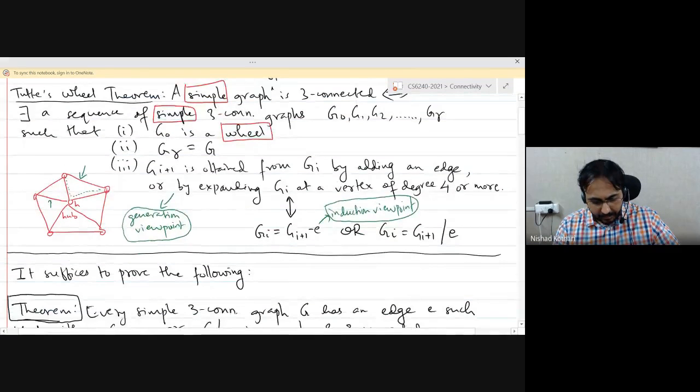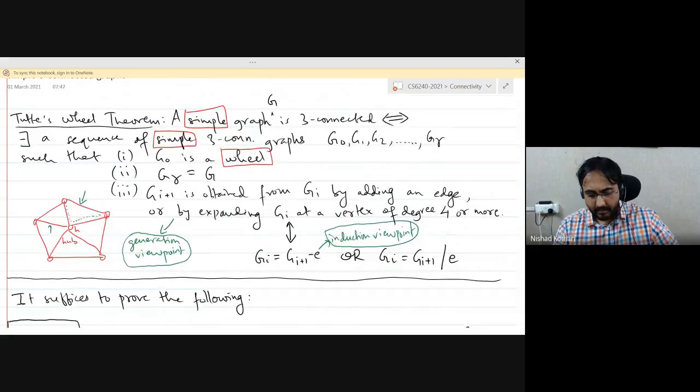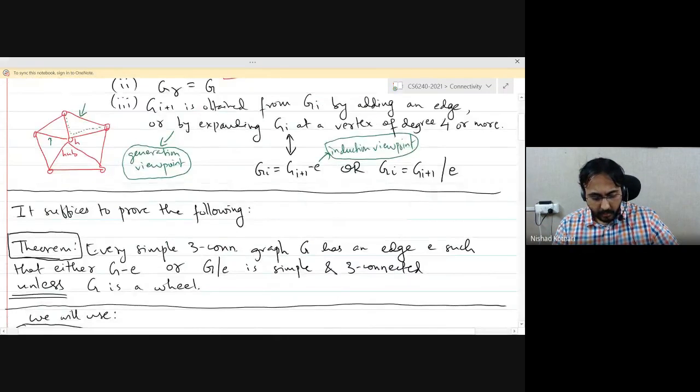And that's basically what's written here, okay? So you have a sequence of graphs. The first graph is a wheel. The last graph is your desired graph. And everything else is as I said it, okay? So those are the two viewpoints.